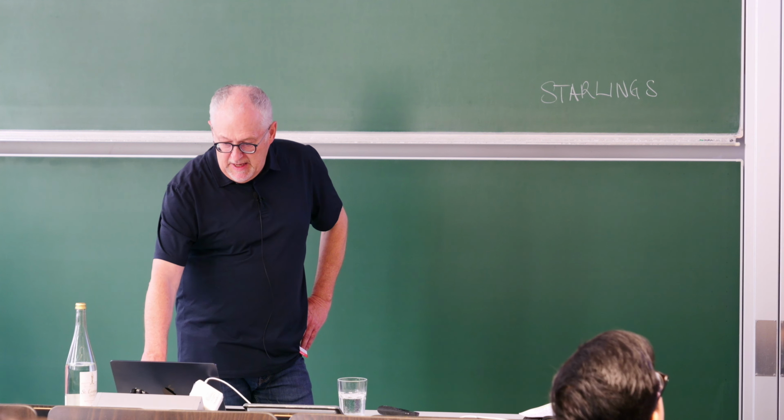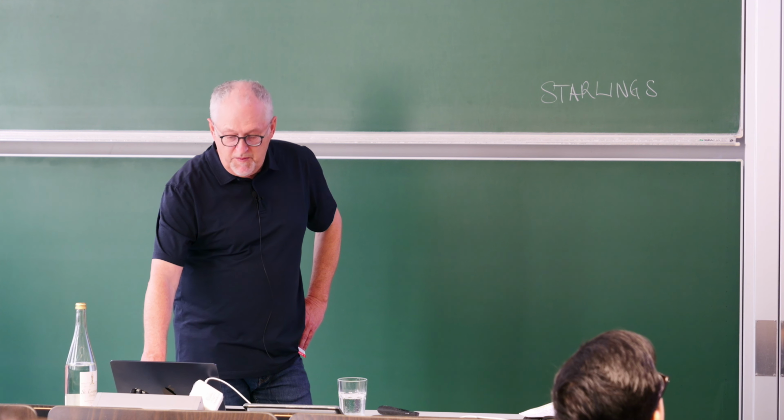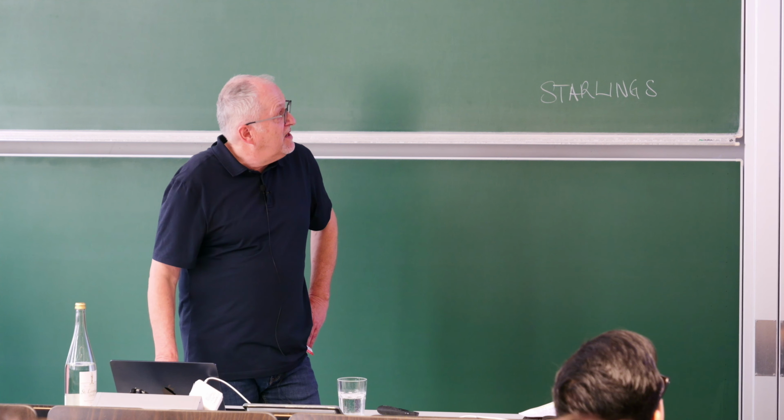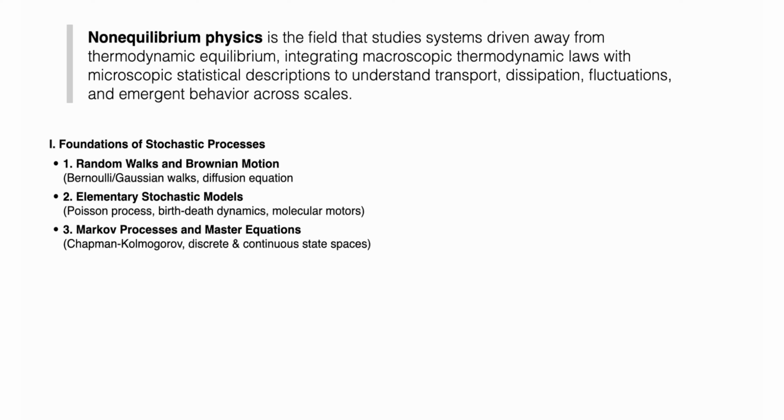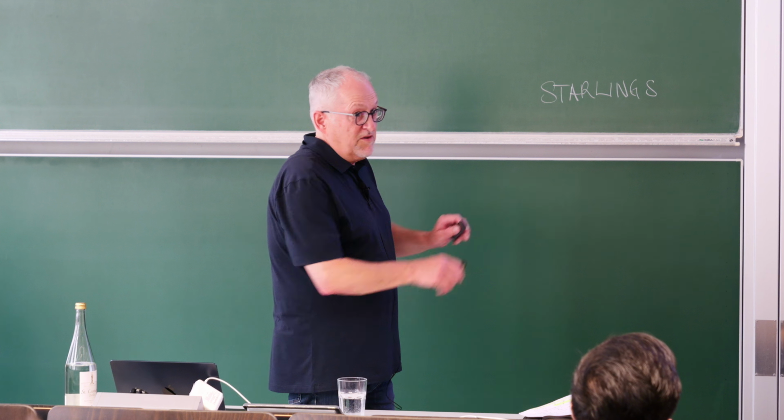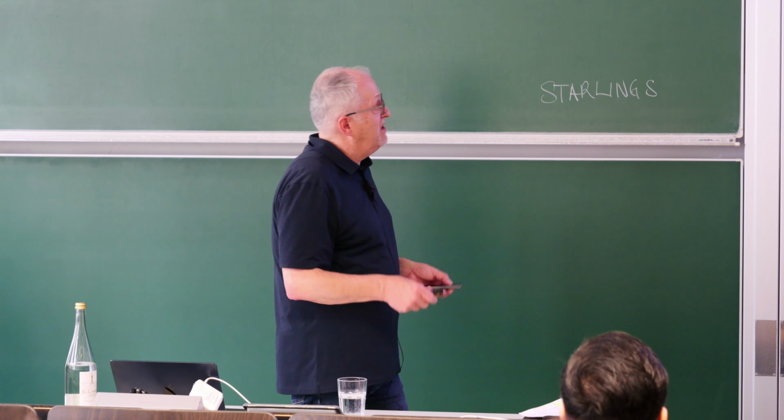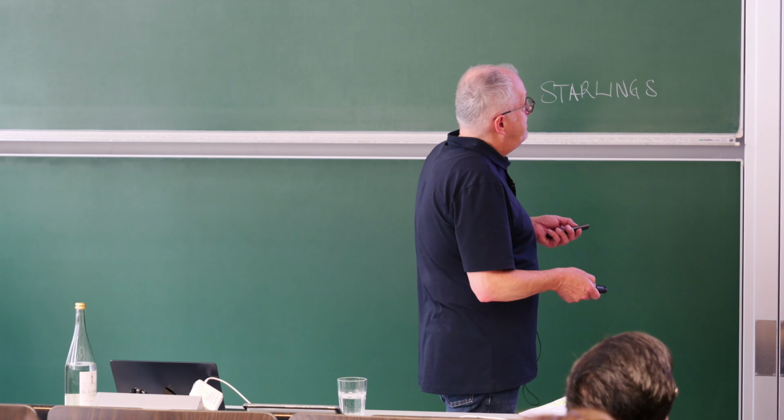Here, this is just an overview over the themes. This is actually taken from my lecture notes, which are very detailed. So what we do first will be we talk about the foundation of stochastic dynamics in terms of random walks, elementary stochastic models, and what's called Markov processes and master equations. That's building the foundation on which we do the theory.